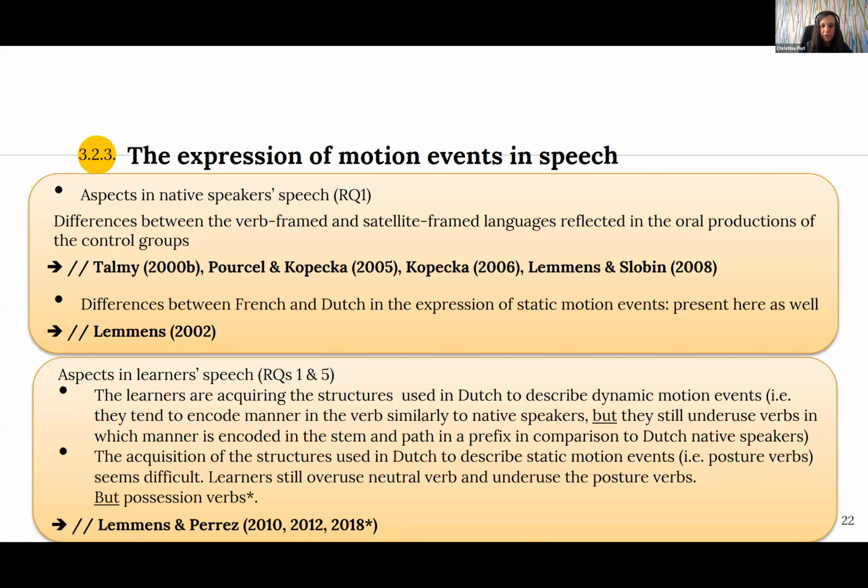So we find the differences between verb-framed and satellite-framed languages here, and also the differences between the way French and Dutch speakers express location events. And we see that the learners are acquiring the structures of Dutch to describe dynamic motion events as they express them with manner verbs, but still they are having difficulties in using verbs in which manner is encoded in the stem and then path in the prefix, and they still underuse posture verbs.